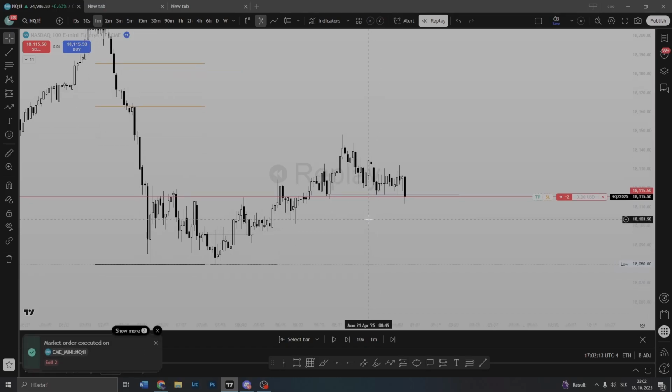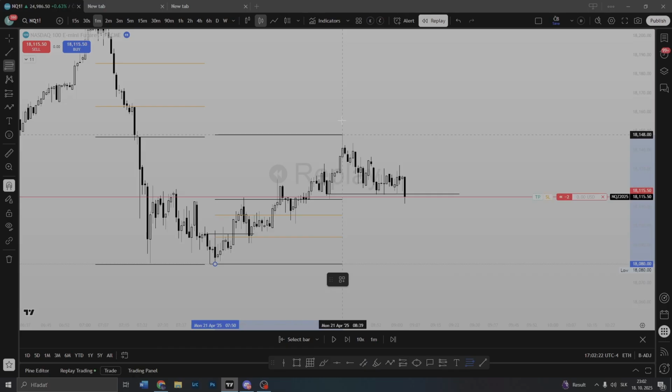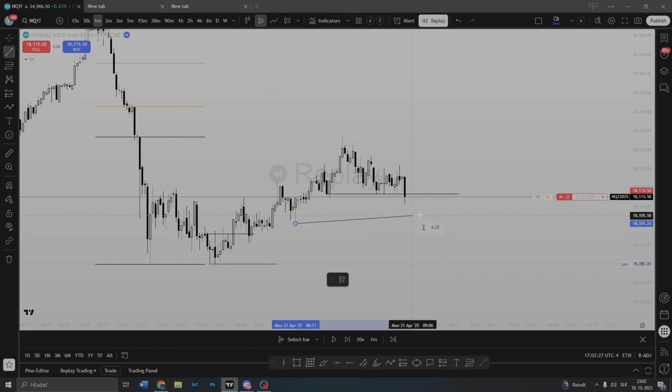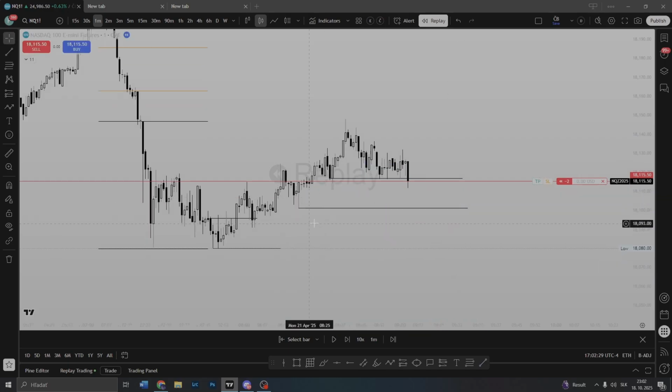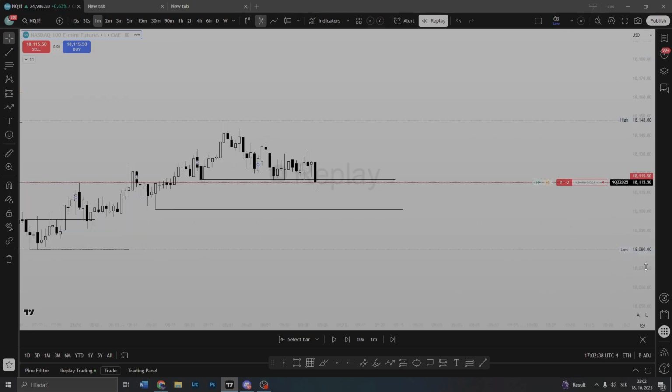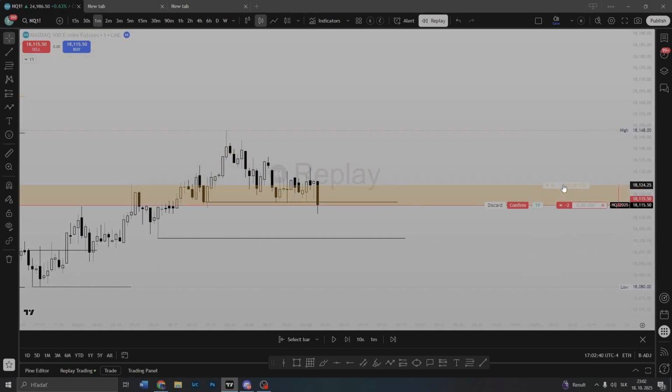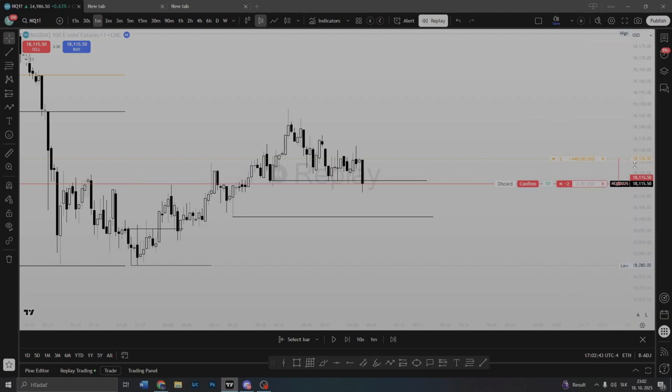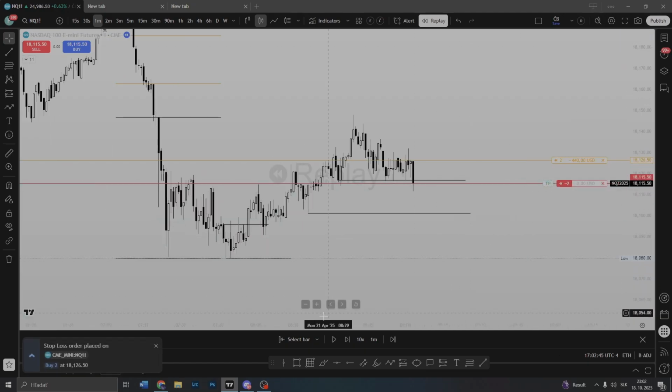The first TP will be 50% of this range, meaning I'll target this low right here, and then the second TP or second contract will go off at 7:48 candle low. These equal lows basically. Our stop loss will be the candle high, and we can wait.